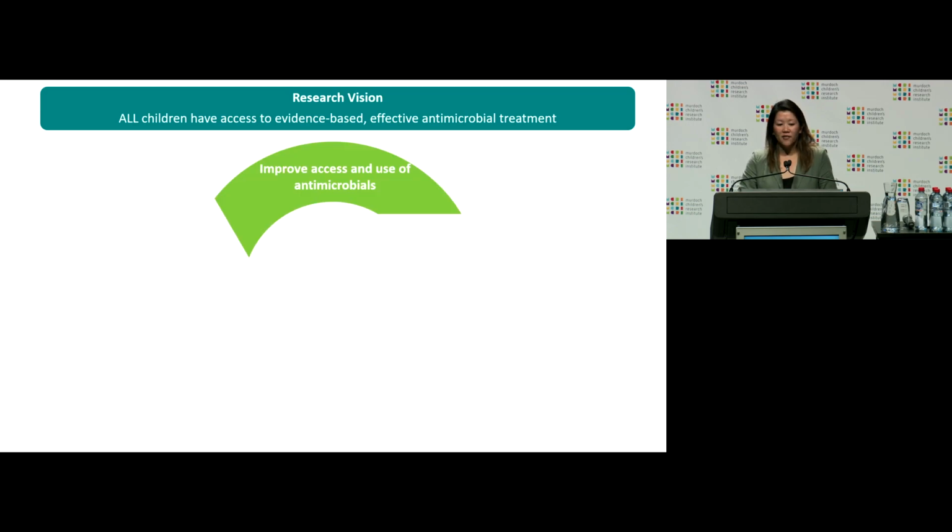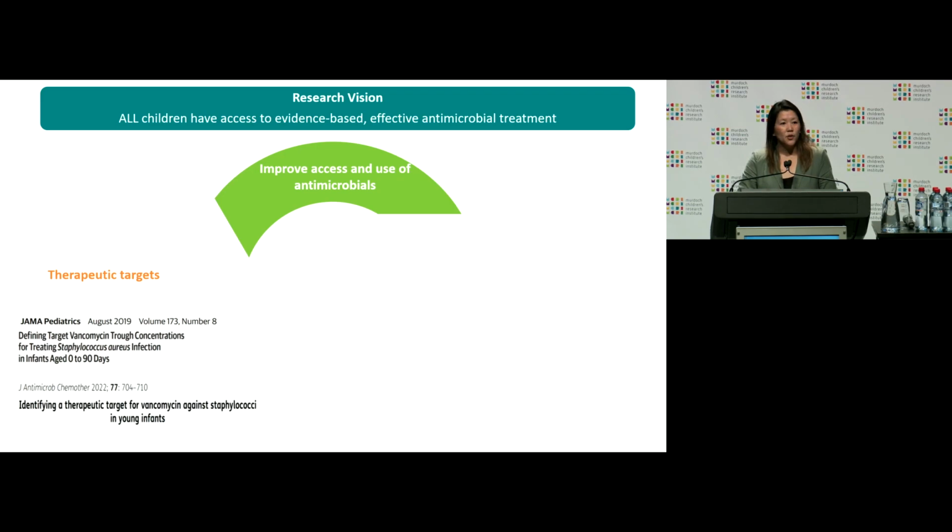The first one is around improving access and use of existing antimicrobials, and we've done this using modelling of drug concentrations in the blood. So using modelling, we've been able to define new therapeutic targets, for example, for vancomycin for staphylococcal bloodstream infections. So these are the most common bloodstream infection in kids. And before we started this research, we had no idea how much vancomycin you needed in children's bloods in order to effectively clear their bloodstream infections. So now we've been able to define a clear therapeutic target that we can use as part of clinical care.